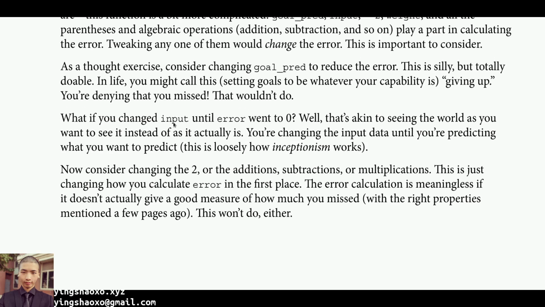What if you changed the input until your error went to 0? Well, that's akin to seeing the world as you want to see it instead of as it actually is. You're changing the input data until you are predicting what you want to predict. This is loosely how inception works.